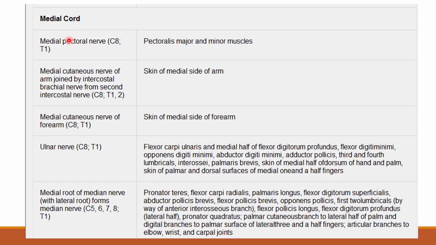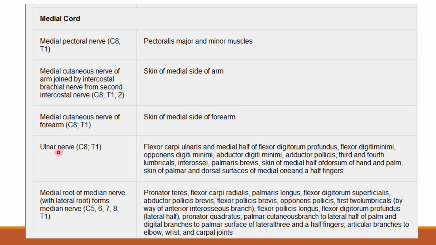Then the medial cord will give the medial pectoral nerve, which will supply the pectoralis major as well as the minor muscle. Then the medial cutaneous nerve of the arm, which is joined by the intercostobrachial nerve from the second intercostal nerve. This medial cutaneous nerve of the arm supplies the skin of the medial side of the arm. Then the medial cutaneous nerve of the forearm will supply the skin of the medial side of the forearm.